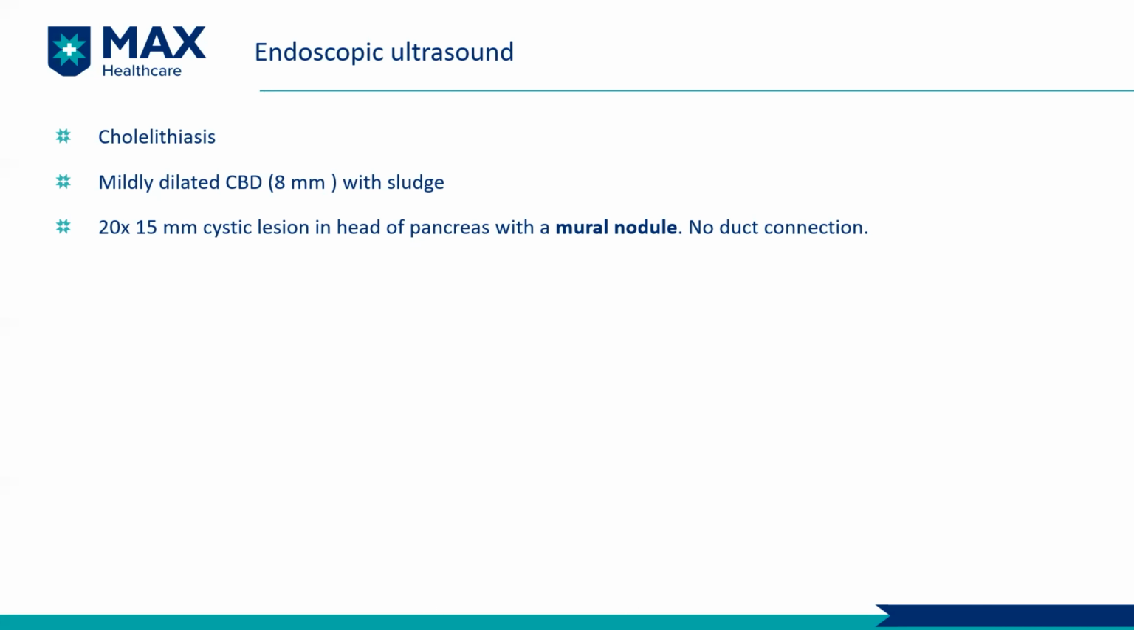So considering this lesion, I think definitely we would require our US guys, they should have FNA'd it. But a 20 into 15 mm cystic lesion in the head of the pancreas with a mural nodule is a sinister sign. So I think we should offer a surgical intervention in this patient.